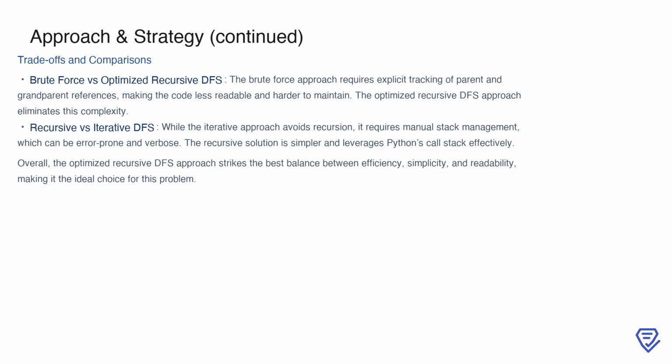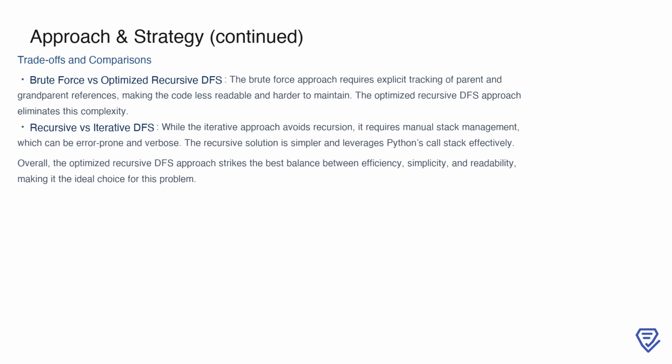The optimized recursive DFS approach strikes the ideal balance between these extremes. It is both efficient and simple, leveraging Python's call stack to handle recursion naturally and passing only the grandparent's value to streamline state management. This makes it cleaner and easier to implement without sacrificing performance. Overall, the optimized recursive DFS approach is the best choice for this problem, as it offers a solution that is both elegant and effective.